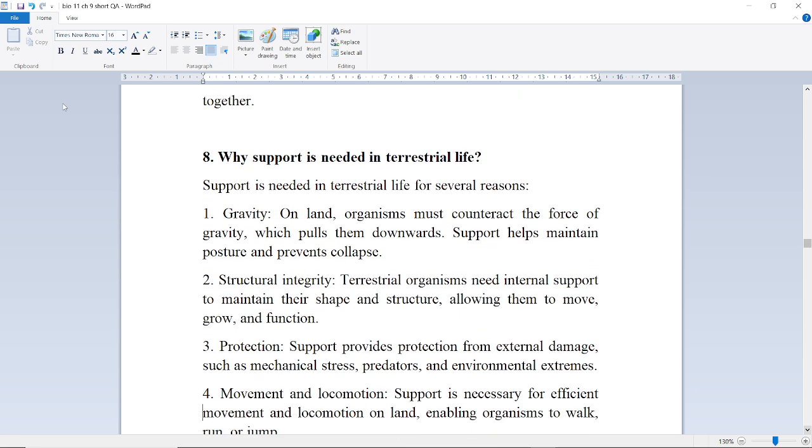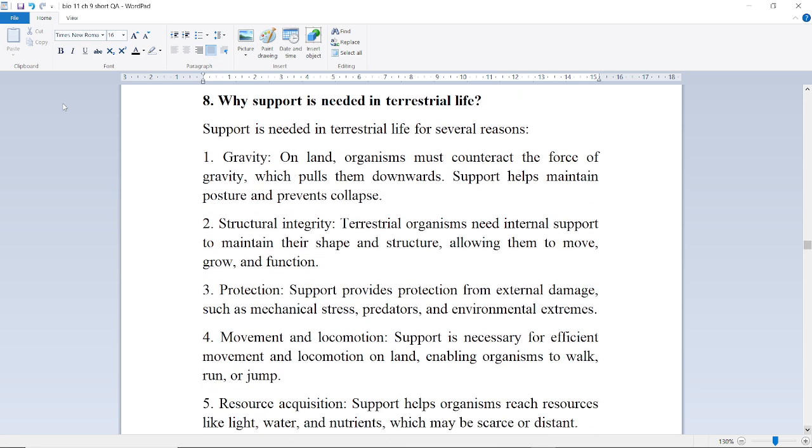Next question is why support is needed in terrestrial life. Support is needed in terrestrial life for several reasons. First of all, gravity. On land, organisms must counteract the force of gravity which pulls them downwards. Support helps maintain posture and prevent collapse.